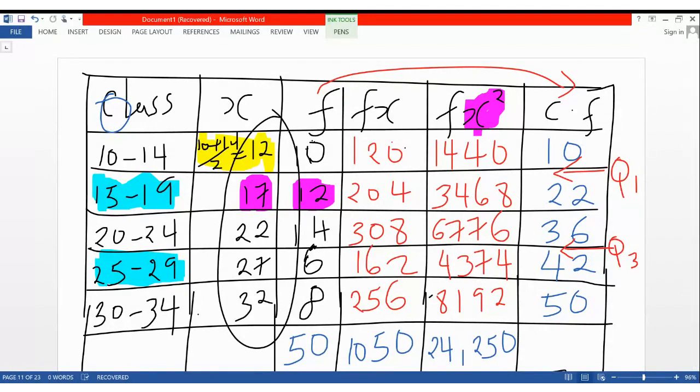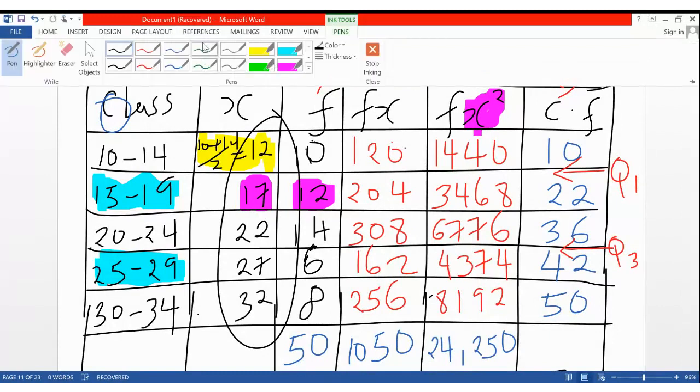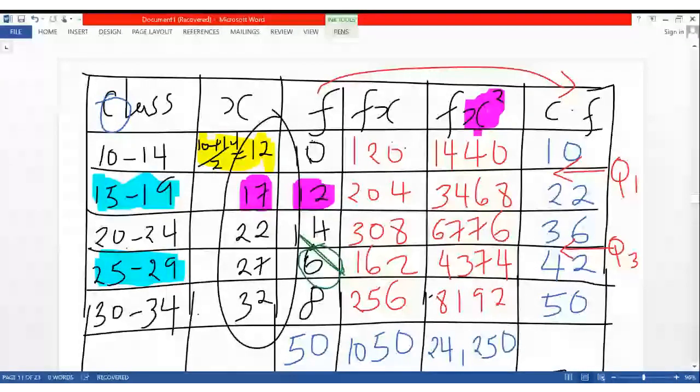So Q3, the class is 25 to 29. So the lower class boundary is what? I'll take two things. The frequency is 6. We can agree. Let me circle them. The frequency is 6. The lower class boundary for this one shall be 24.5. Then I'll have to subtract what? The cumulative frequency, which is 36 here. I'll have to subtract that one.